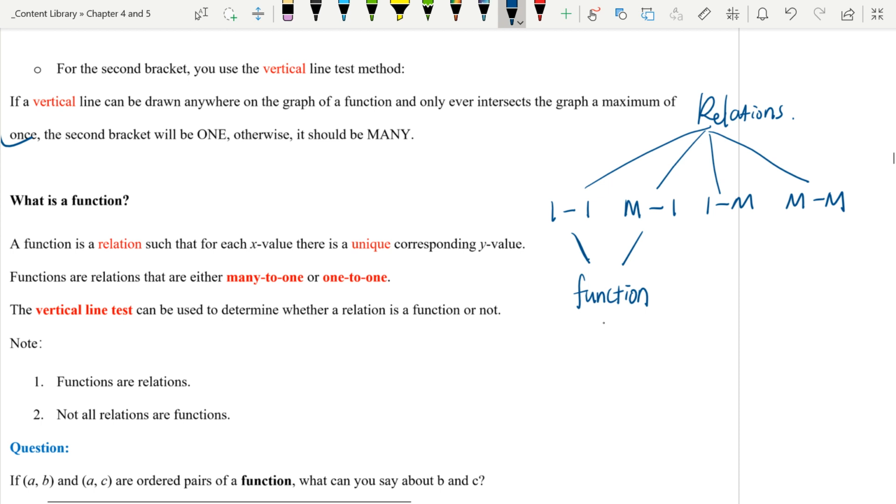So why? You can see the pattern is one-to-one or many-to-one. The last spot must be a 1. Okay, the last spot must be a 1.